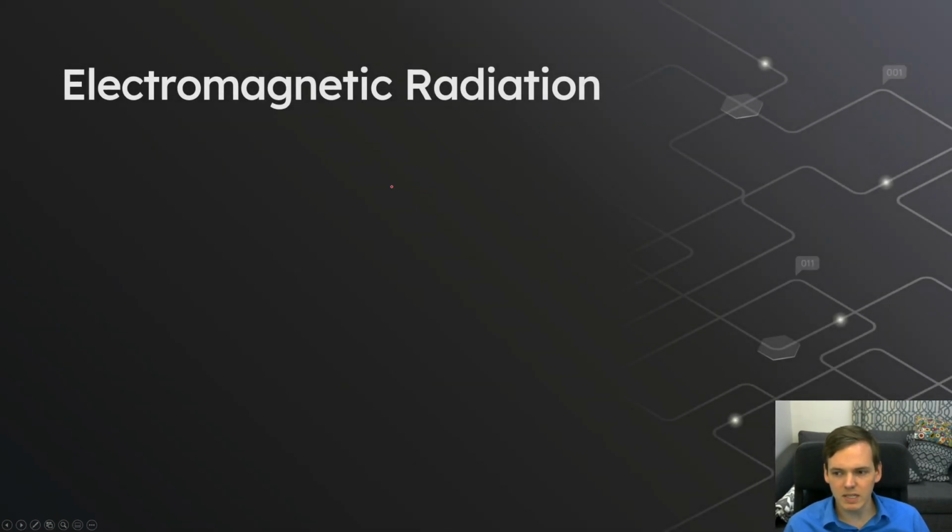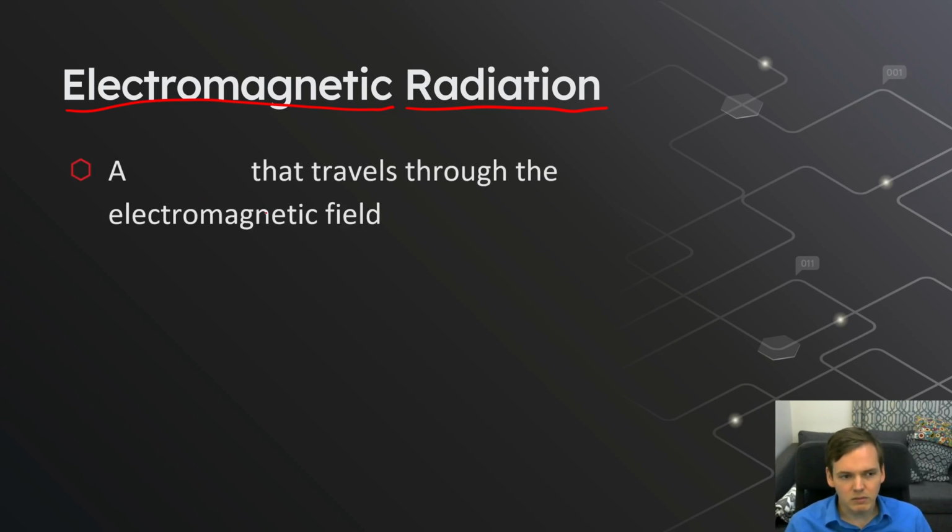So the first thing to know is that light is the common name for electromagnetic radiation. That's useful to know, because in physics we talk about it as electromagnetic radiation, while typically when we think about light, we're thinking about visible light, the stuff that our eyes can see. But more broadly, light or electromagnetic radiation is a wave that travels through the electromagnetic field.